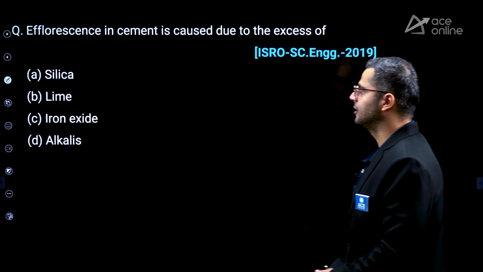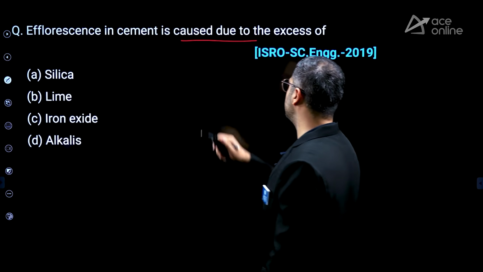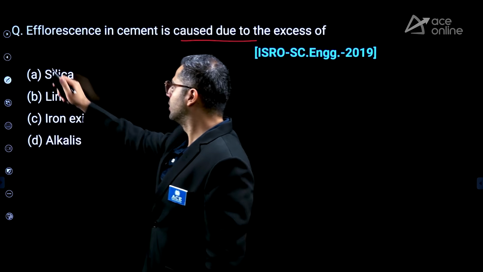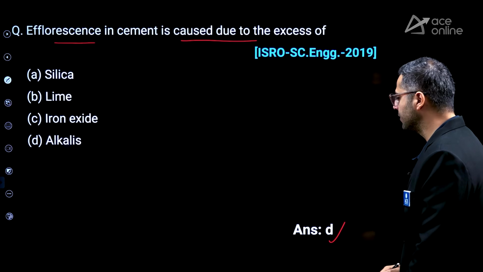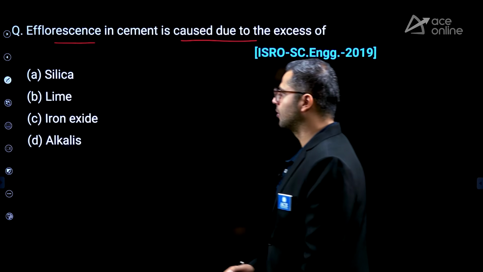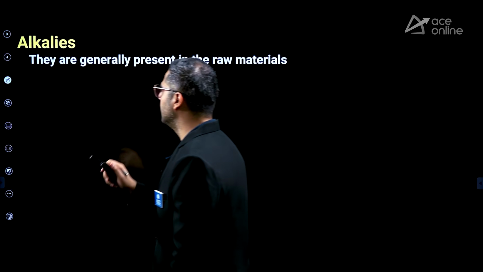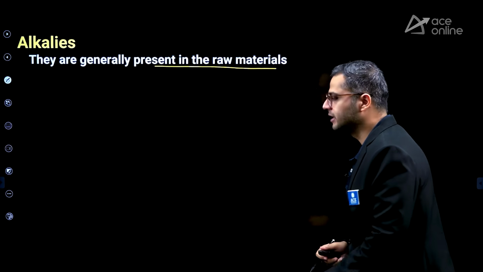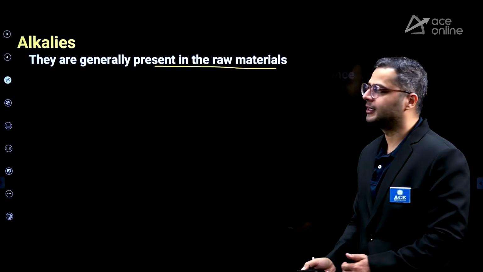Next is, you can just check it out. Efflorescence in cement is caused due to the excess of alkalis, as I told you previously. Alkalis are a very big problem for us. Alkalis are generally present in the raw materials which are being used to manufacture cement.